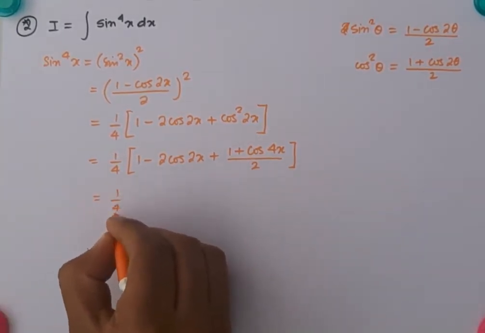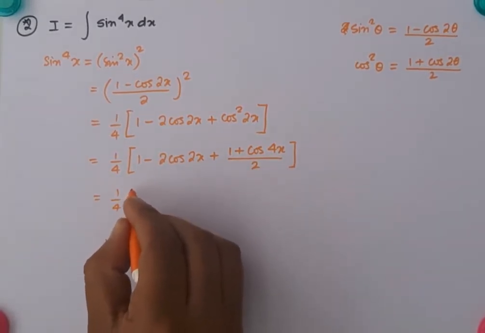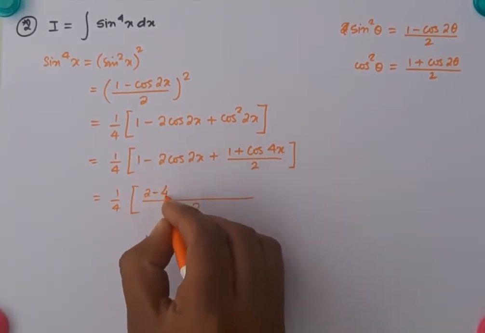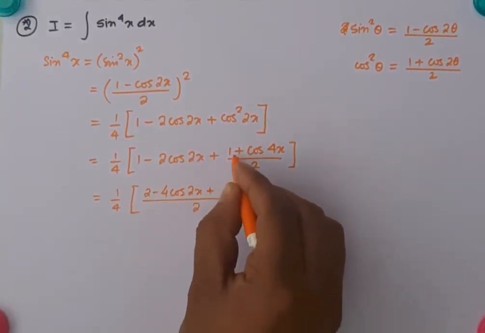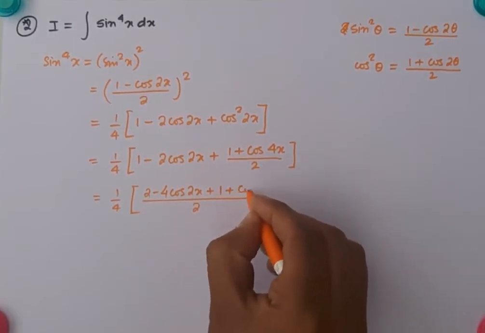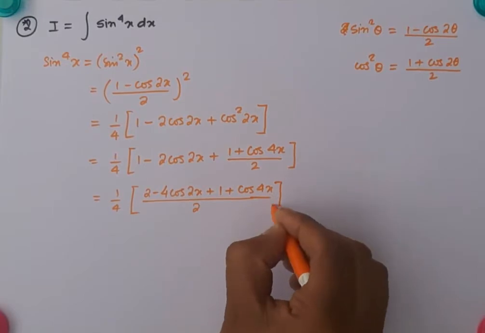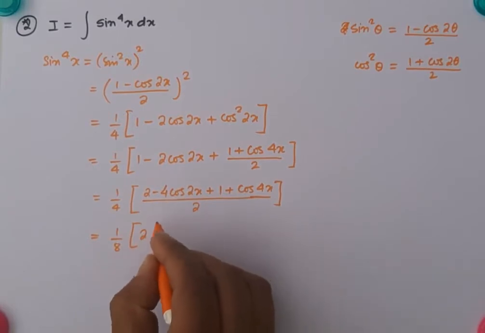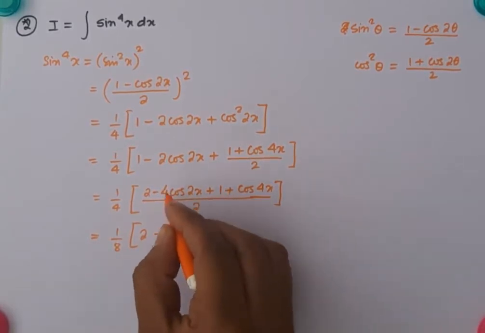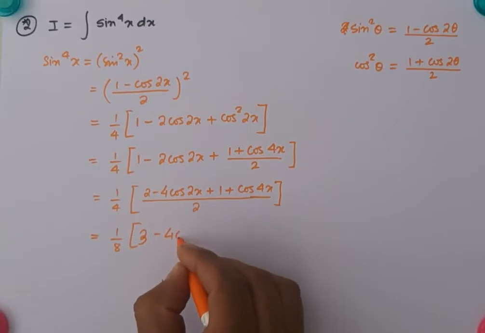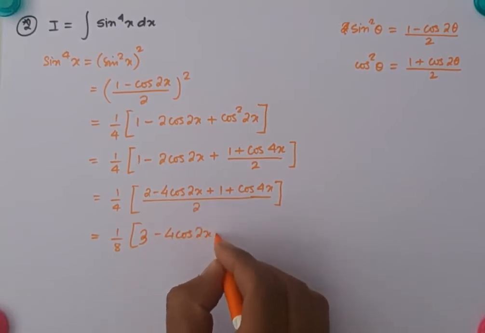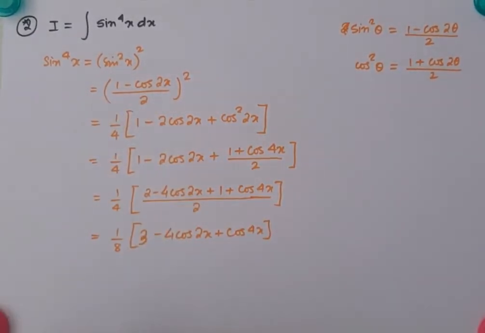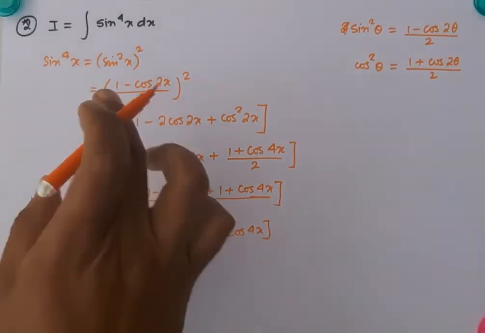Okay, so let's simplify this further. So we have 1 by 4, and 2 is the LCM, so 2 into 1 is 2, minus 4 cos 2x plus 1 plus cos 4x, isn't it? So this is 1 by 8. So we have 2 plus 1 is 3, so 3 minus 4 cos 2x plus cos 4x, right? So this is your sin to the power 4 x. Okay, so we have expressed this in multiple angles.